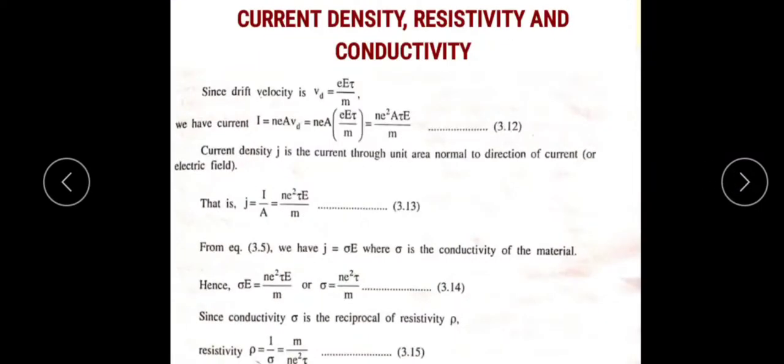The next concept is expressions for current density, resistivity and conductivity.